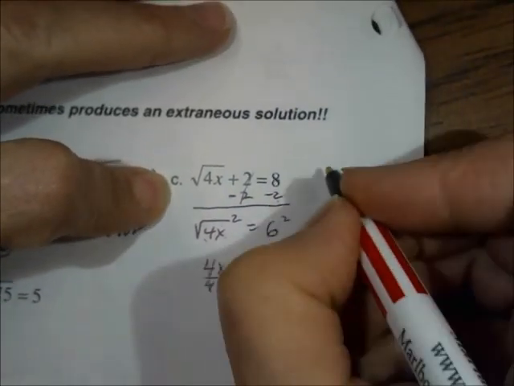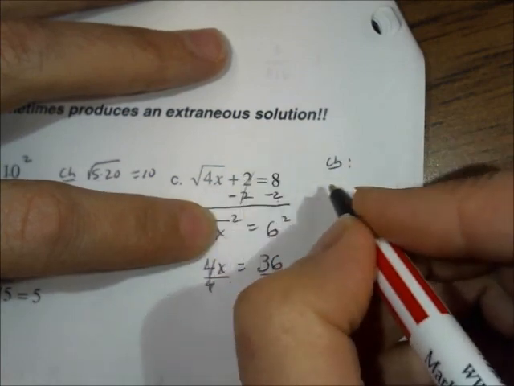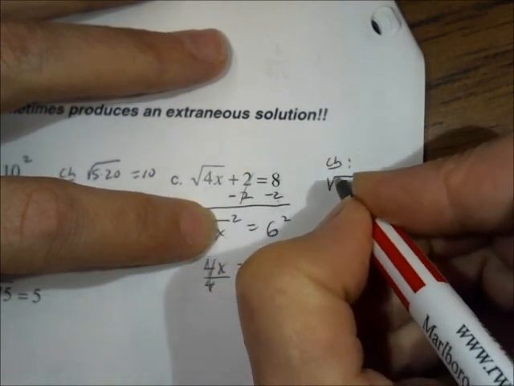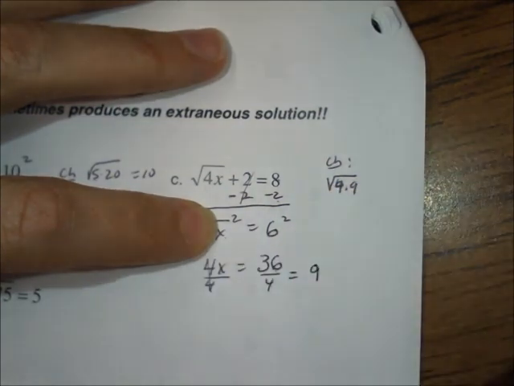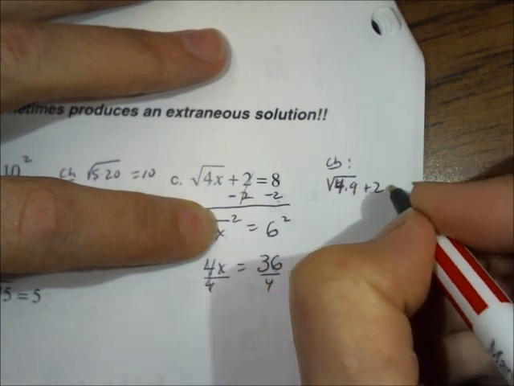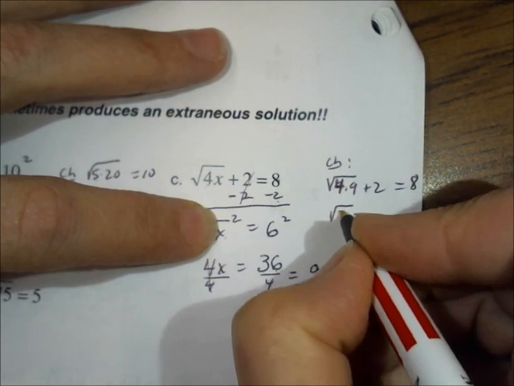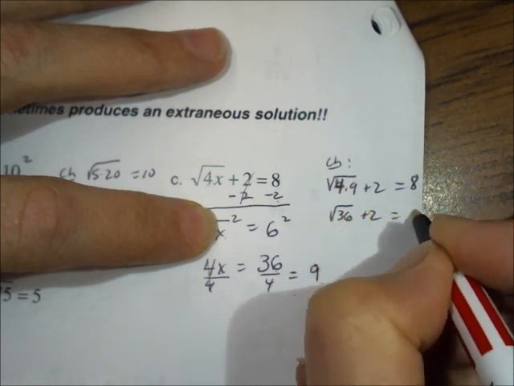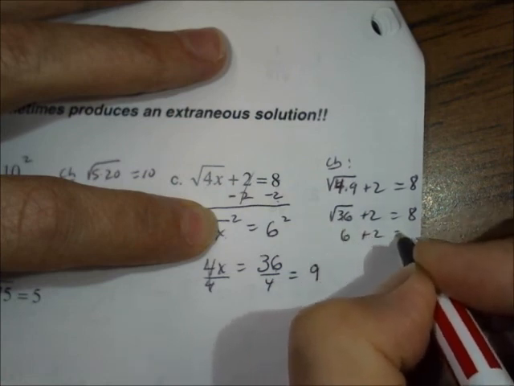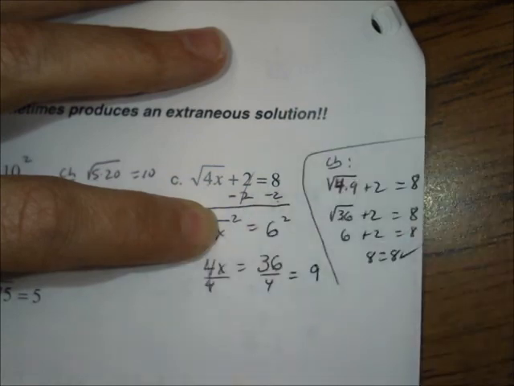So now we have to check. In the original problem, don't check in anything else except the original. So x equals 9: 4 times 9, hopefully you can read that, 4 times 9 plus 2, does that equal 8? Well, 4 times 9 is 36. Does the square root of 36 plus 2 equal 8? The square root of 36 is 6. Does 6 plus 2 equal 8? Well, yeah, 8 equals 8, so that one checks. So make sure you check these.